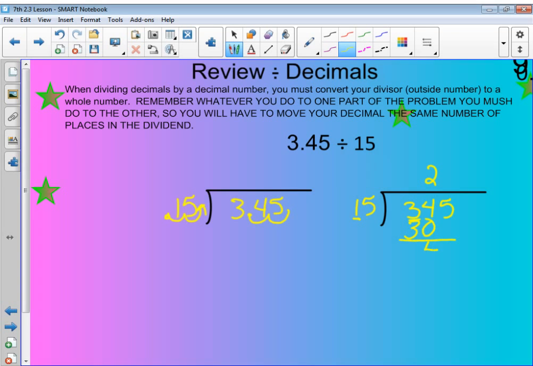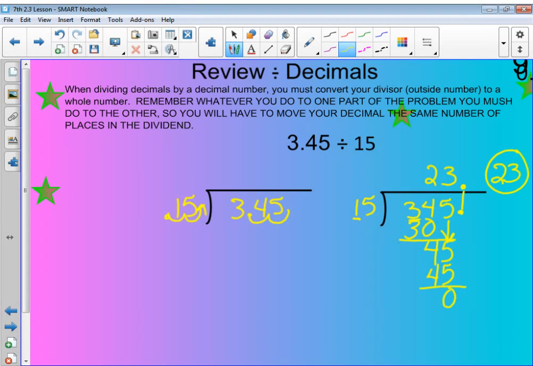Okay, so I have 4 left over, bring down my 5. 15 would go into 45 3 times, which gives me 45. I have nothing left over, I'm done. So here you'll see I didn't even bring my decimal. I probably should have written it here. But whenever it's at the end and there's nothing behind it, it's the same as just saying 23.